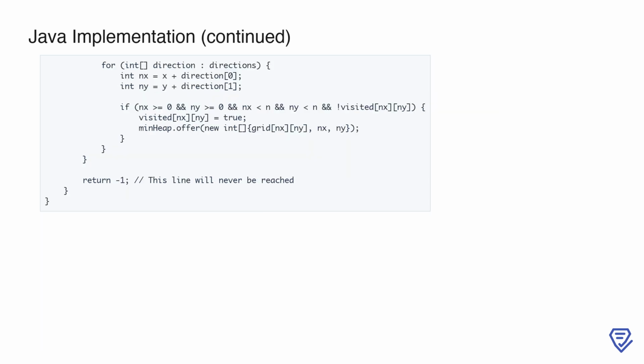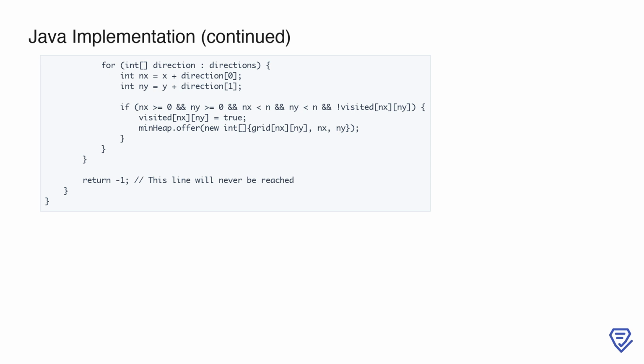Next, we explore the neighboring cells of the current cell by iterating through all possible directions. For each direction, we calculate the coordinates of the neighboring cell and check if it's within the grid boundaries and hasn't been visited yet. If these conditions are met, we mark the neighbor as visited and add it to the min heap along with its elevation and coordinates. This ensures that the cell will eventually be processed in the order of its elevation, maintaining the priority queue's purpose.